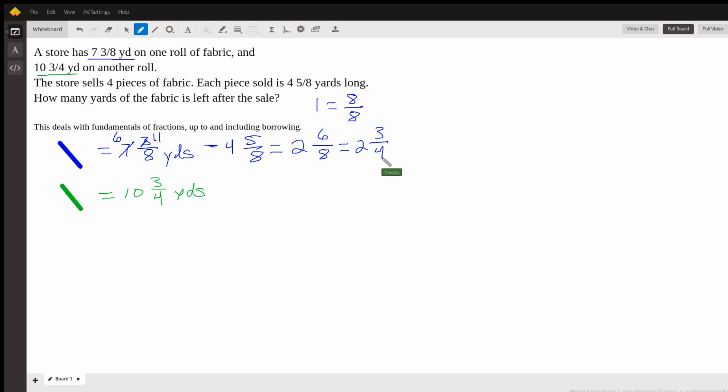And so now that roll of fabric has 2 3/4 yards left on it. Now that's not enough to cut another piece that's 4 5/8 yards long. So we can't cut any more from that. So let's go to our second roll, and we're going to subtract 4 5/8.